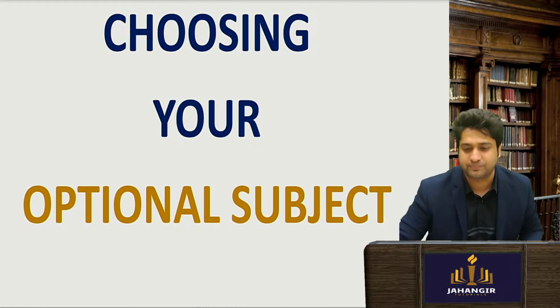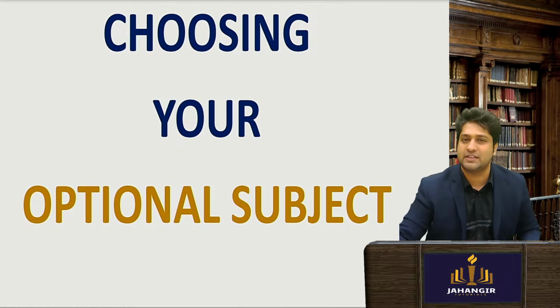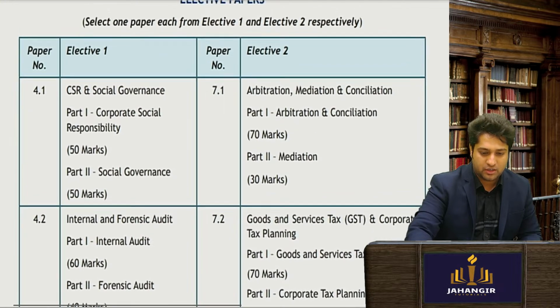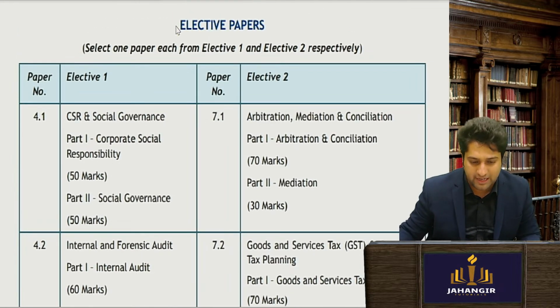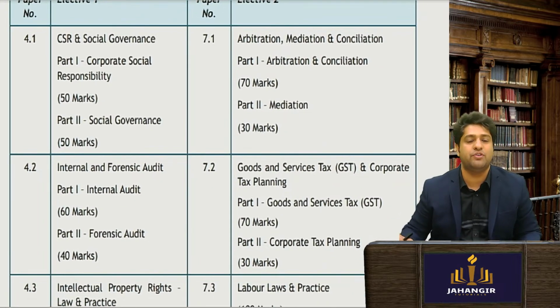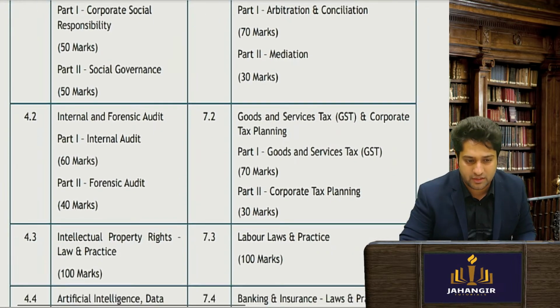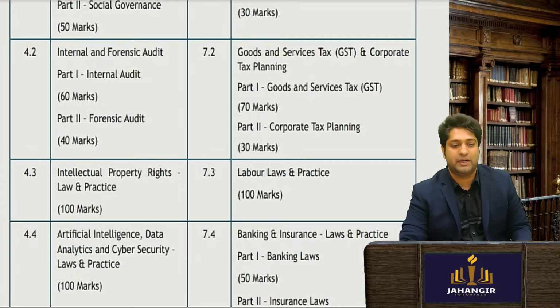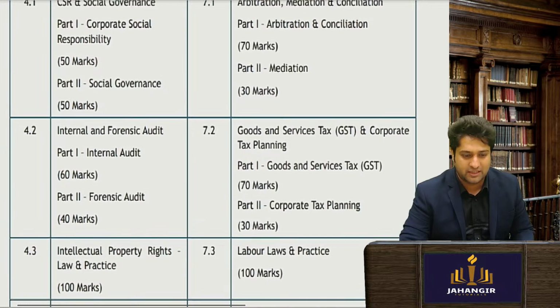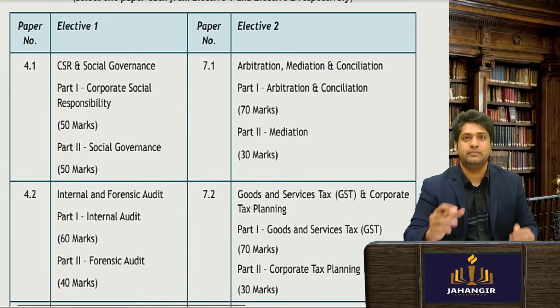Okay, so let's see. The very first thing is, let's see the optional papers. Your optional papers, these are your elective papers. You have your CSR, you have your internal and forensic audit, you have your intellectual property rights, and you have your artificial intelligence and data security. This is in group 1.